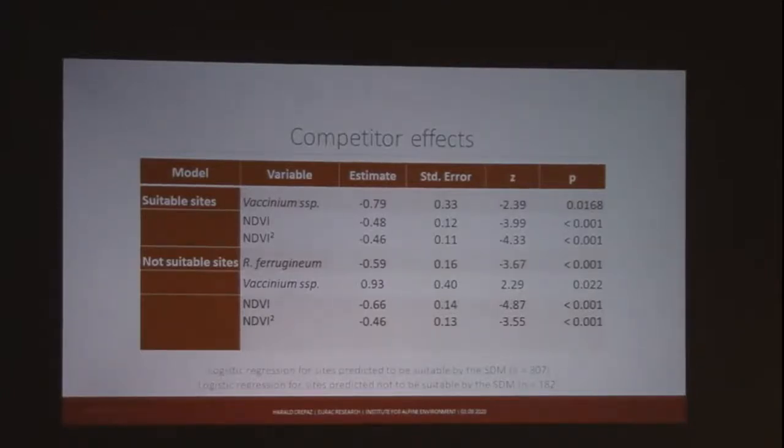And we have found also that the two Vaccinium species are correlated negatively on potentially suitable sites and correlated positively on potentially unsuitable sites, which is also an effect that has been found in Norway for Carex bigelowii in combination with other dwarf shrubs.